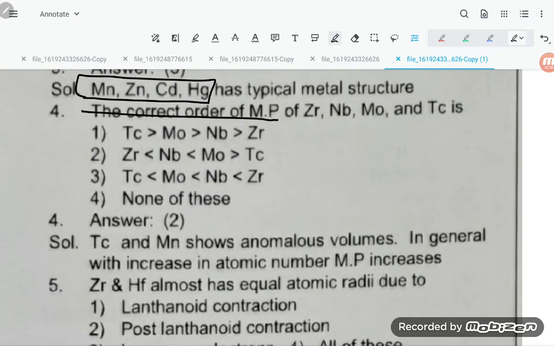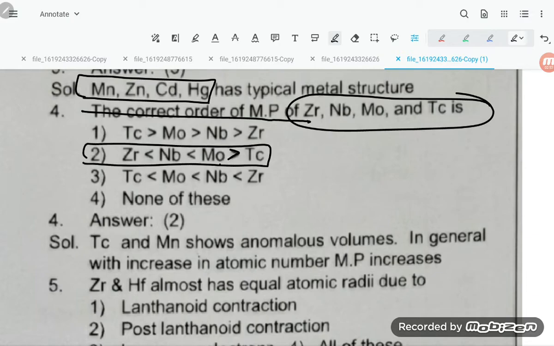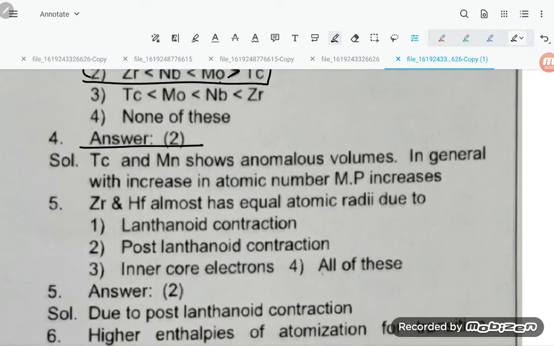The correct order of melting point of zirconium, niobium, molybdenum and technetium is: zirconium, then niobium, then molybdenum, and then technetium. You see, students, molybdenum has a higher melting point than niobium and technetium. So the correct answer is option number 2.